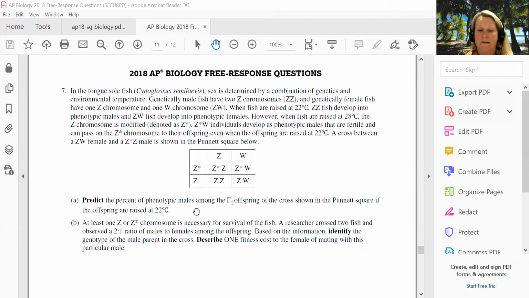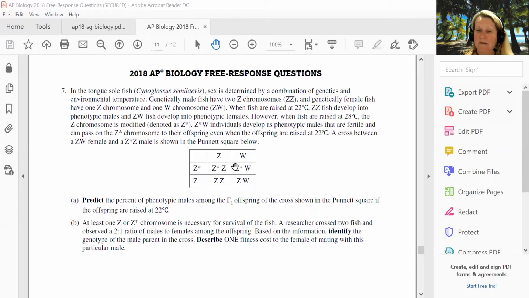A, predict the percent of phenotypic males among the F1 offspring of the cross shown in the Punnett square if the offspring are raised at 22 degrees Celsius. Let's take a look at this. So let's start at the bottom here. ZZ, that's male. Why? Because in the stem of the question, it tells us ZZ is male. ZW, that's female, because they tell us that in the question. Z0 Z, 2 copies of the Z chromosome, that's also male.